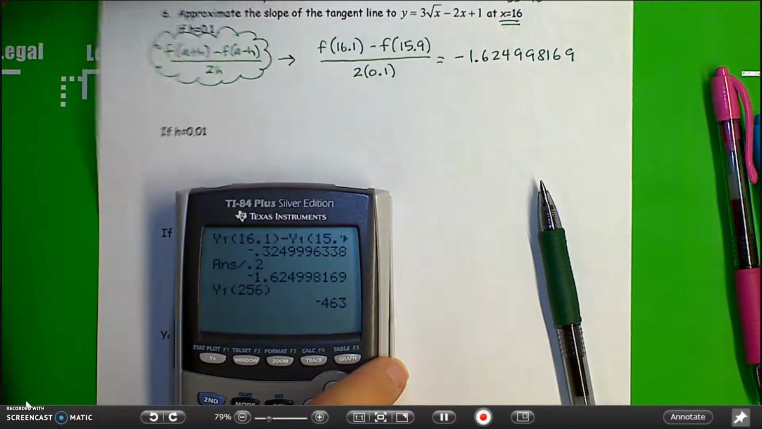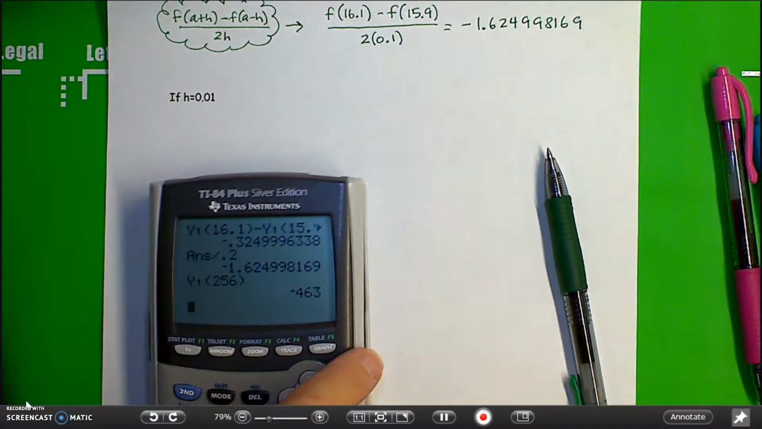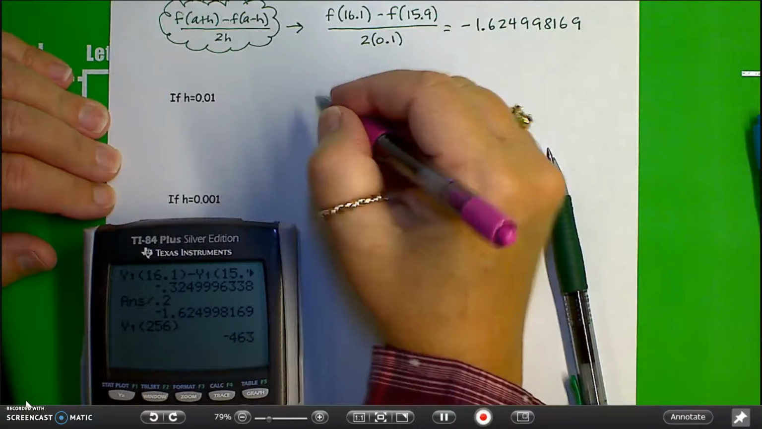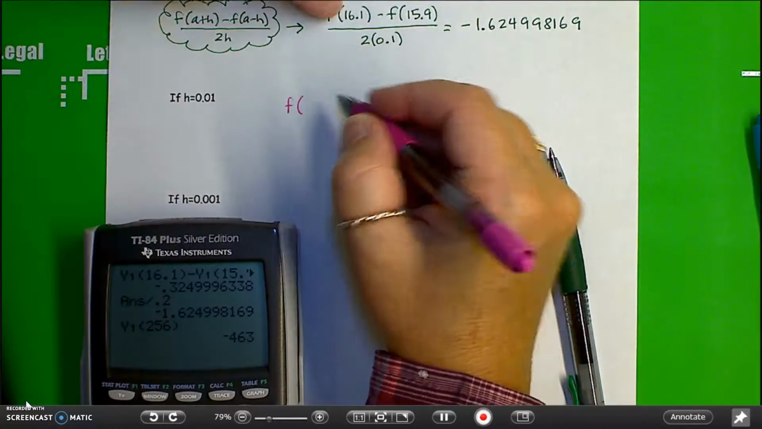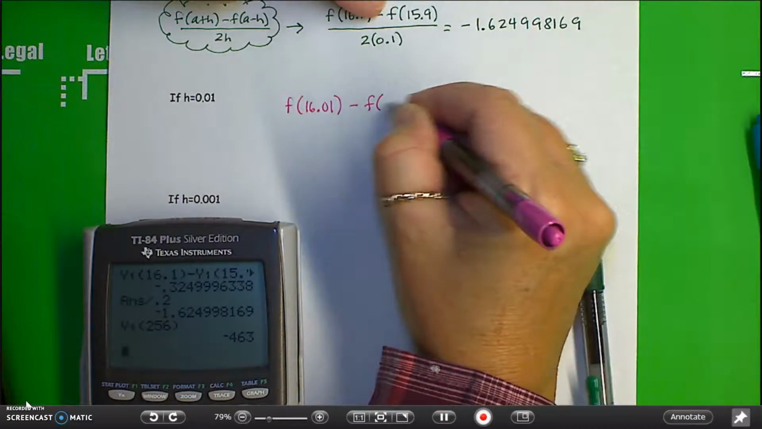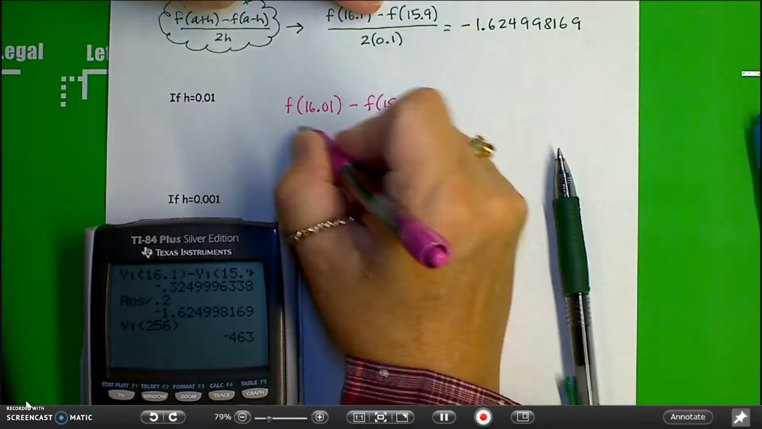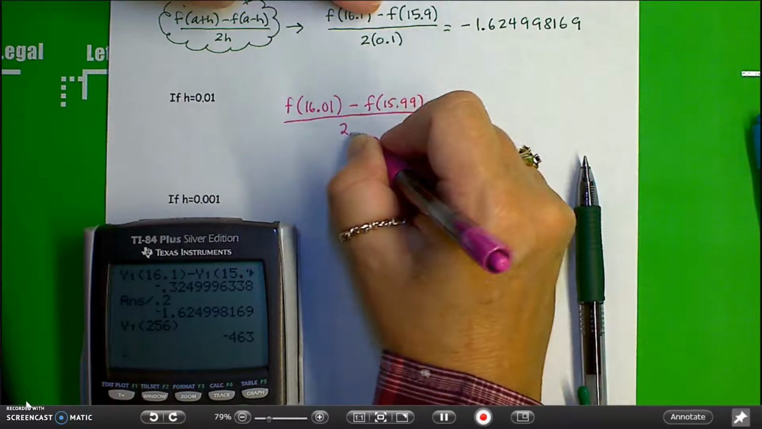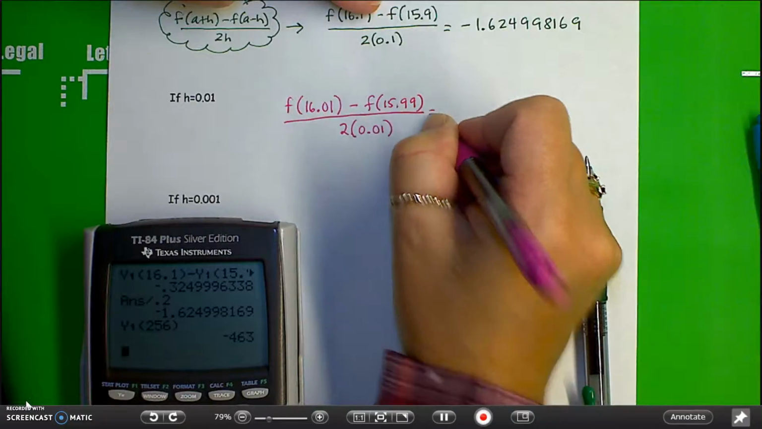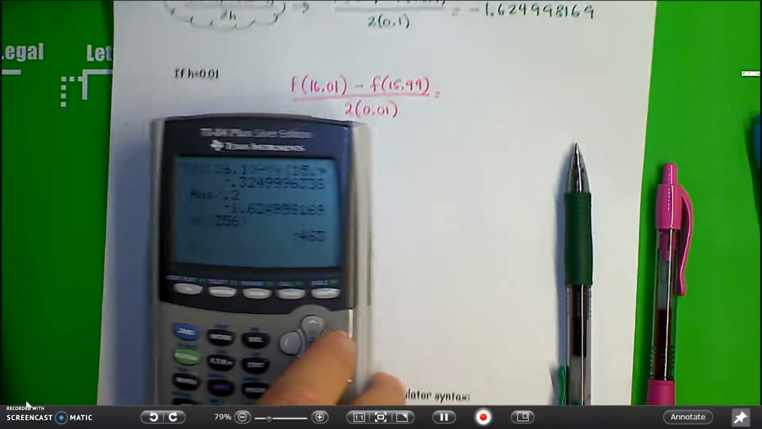Alright, so let's make the tolerance even better. We're making it a tighter tolerance, 0.01. So this time we're going to need f of 16.01 minus f of 15.99 all over 2 times 0.01. So this time I'm going to use the fraction bar. I'm still going to use my function notation here.